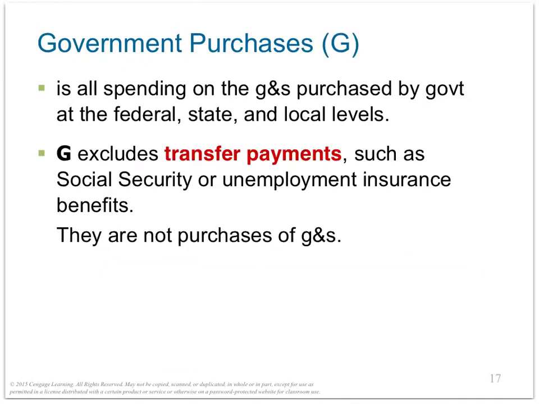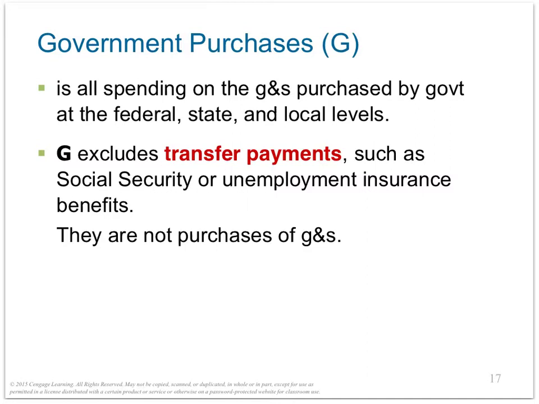The next component is government purchases. Government purchases is all spending on the goods and services purchased by government at the federal, state, and local levels. It includes the salaries of government workers as well as expenditures on public works. Okay, the meaning of government purchases requires a bit of clarification.